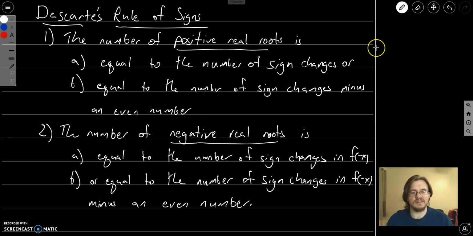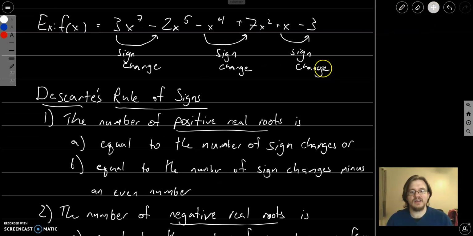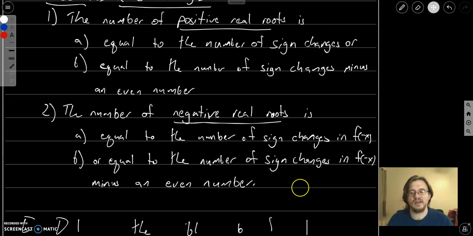So for instance, up here, we had 3 sign changes in f of x, so the number of positive real roots could be equal to 3, or maybe we're off by a positive even number. Let's say we could be off by 2, so there could be 1 positive real root. So it's either going to be 3 or 3 minus some even number.